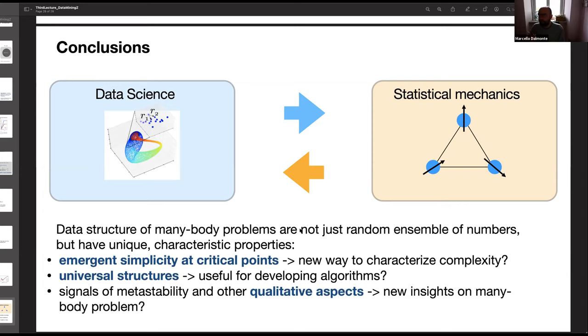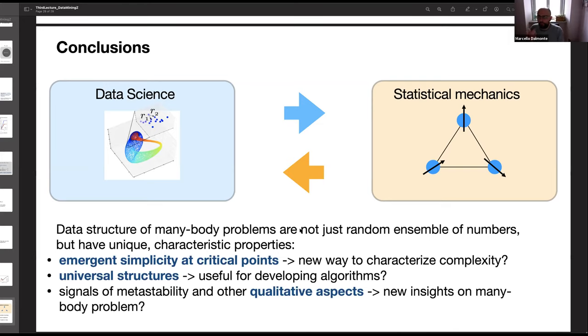So this suggests that maybe there are other ways of characterizing the complexity of many body systems by leveraging these simple data science tools that we know how to apply to objects such as a partition function. But not only that. What I find particularly intriguing is that data structures of many body systems are universal. So they are not messy, they are perfectly ordered in the same way we think of many body systems in terms of correlation functions and spectra. The data structures also have this universal behavior. And I would say even more so to some extent.